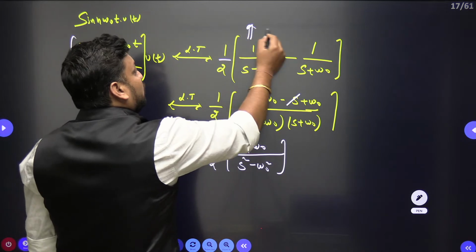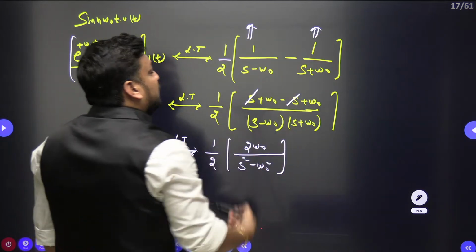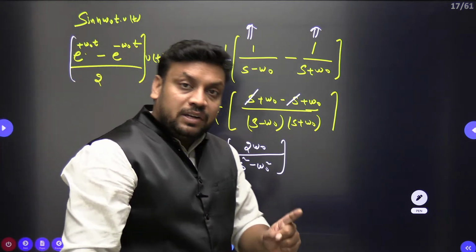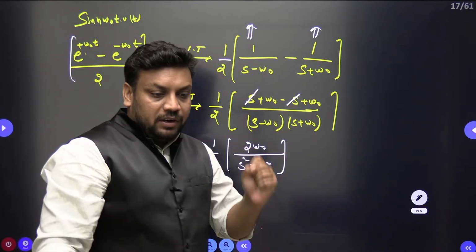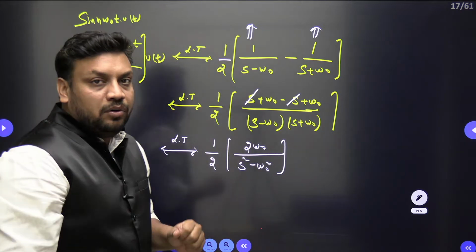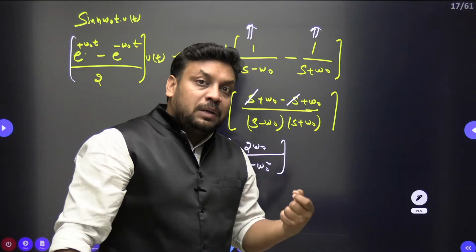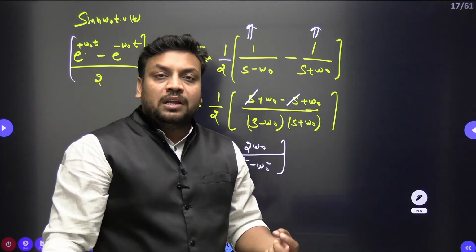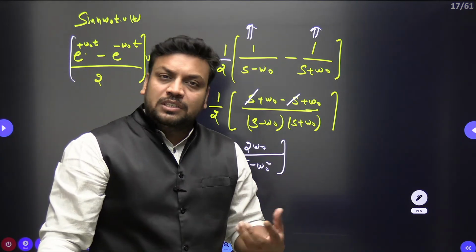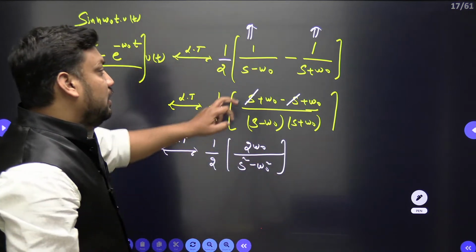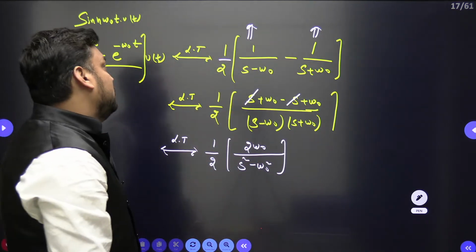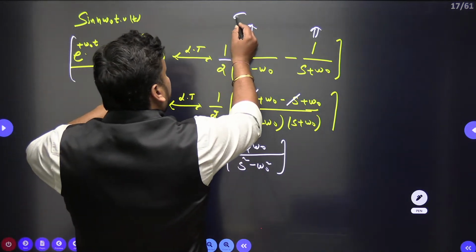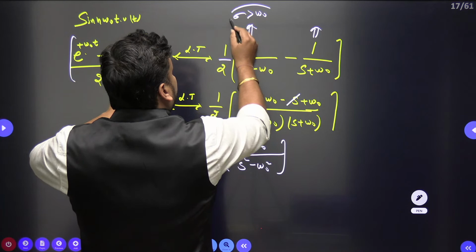But what is important here? I have not discussed the ROC. You should tell me what the ROC is this time. Frequency shifting affects the ROC, I told you. Last time, because of e to the power j omega 0 t, the ROC did not change because the real part of j omega 0 is 0 only. But this time, the real part of omega 0 is omega 0 only. So for e to the power omega 0 t u(t), the ROC is sigma greater than omega 0.